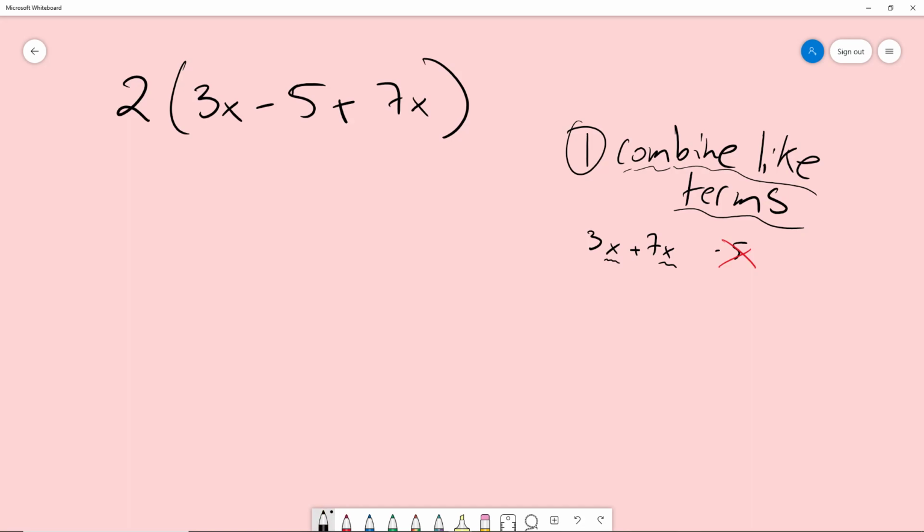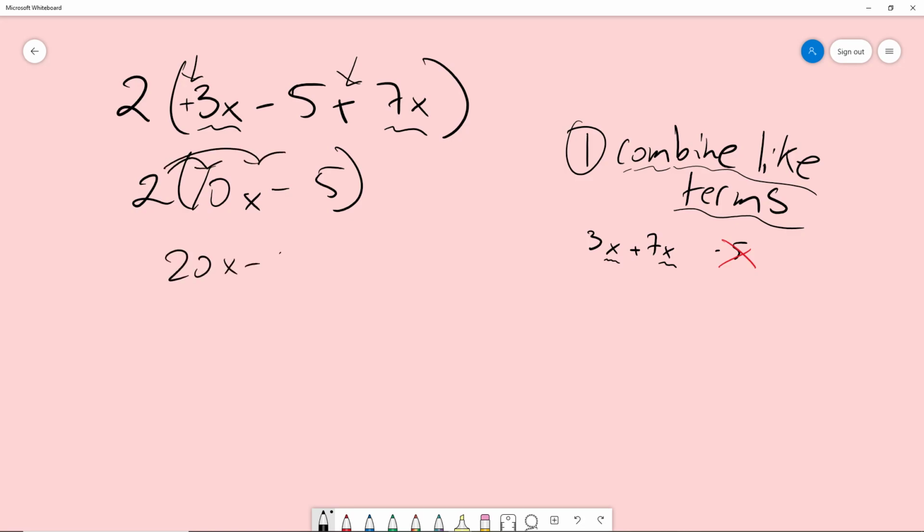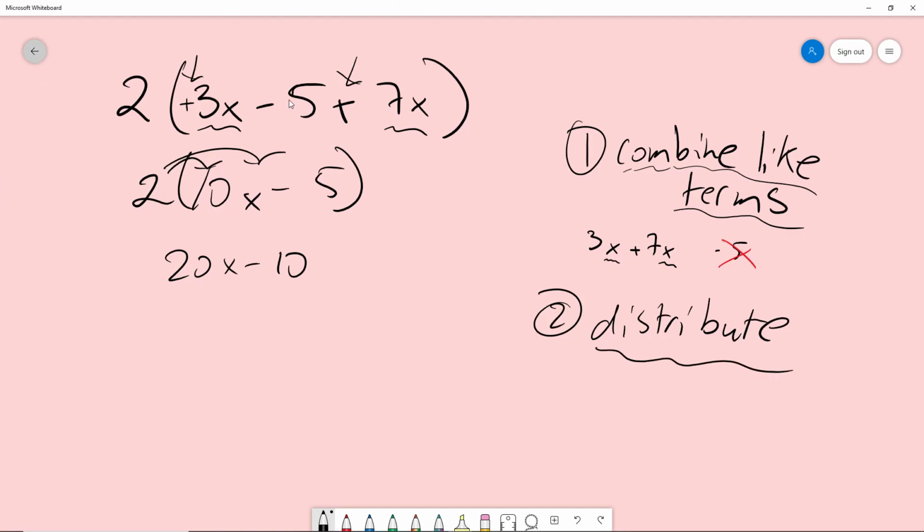So the first thing I'm going to do is combine my like terms. Sometimes you won't be able to combine like terms, but if you are, you definitely want to. 3 plus 7 is a positive 10x. Always keep the sign of what's in front of your variable. Even though they're not writing it, you know it's positive. And then we're going to distribute in 20x minus 10. If you don't have to combine like terms, then you just get to go straight to this step. Alright, let's do a few more examples.